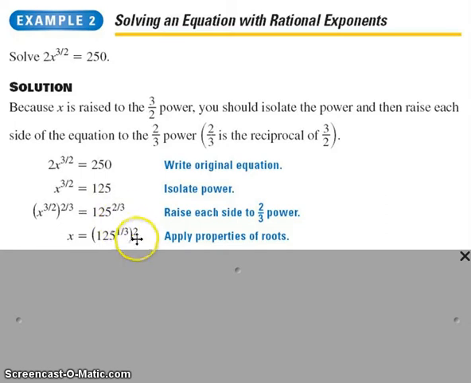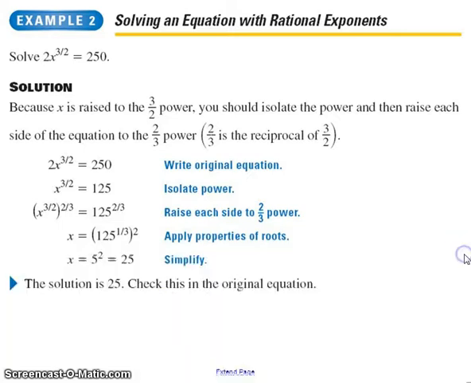That's what to the 2/3 power means. You should know by now the cube root of 125 is 5, and so 5 squared is 25. You can always plug this in to check. Plug 25 in for x here, and you'll find this does work.